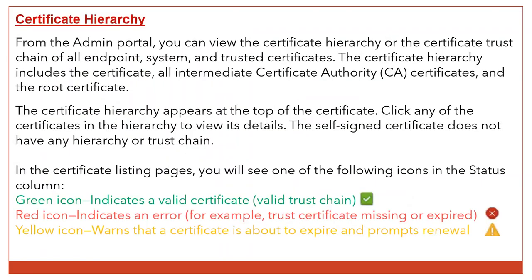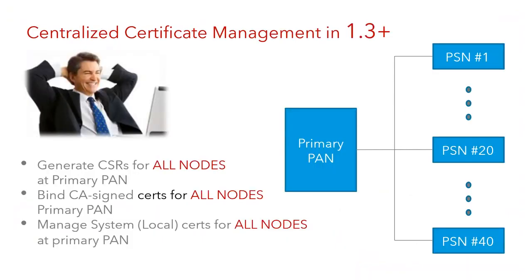Now there is some color coding. If you see a green certificate, that is valid. Red means some certificate error. Yellow means warning. Maybe your certificate is going to expire and you have to do the renewal. So here you can see that from 1.3 plus, it's actually easy to do the enrollment. It's easy to push the certificate from your PAN to the respective PSNs.